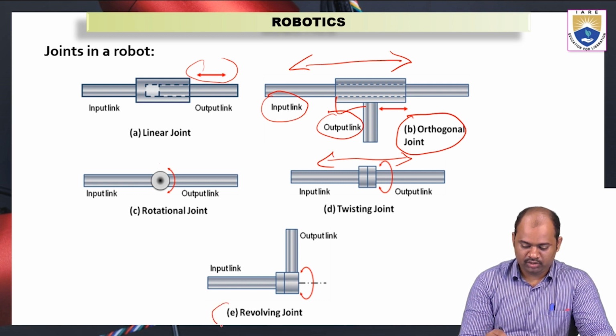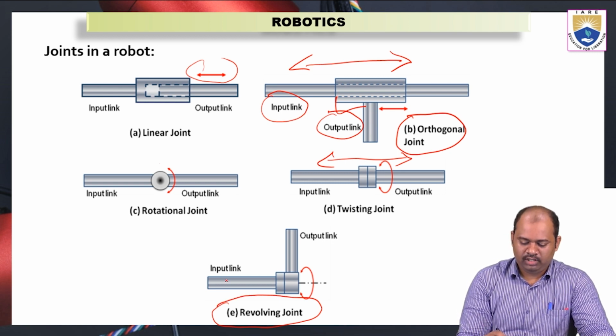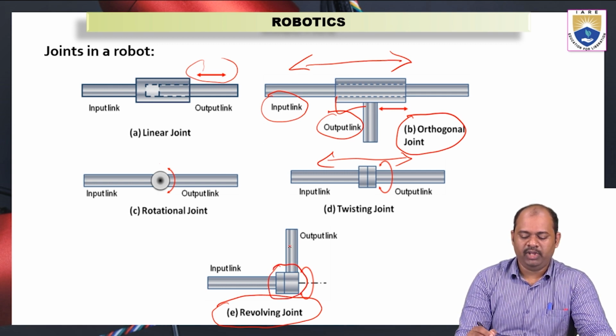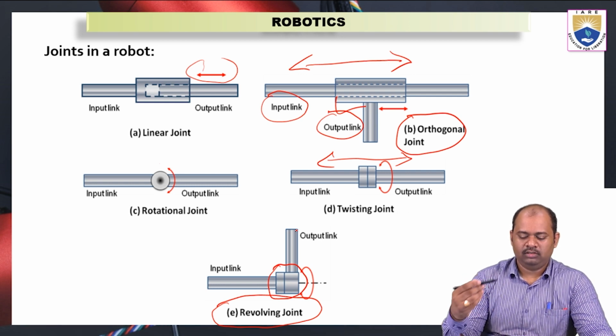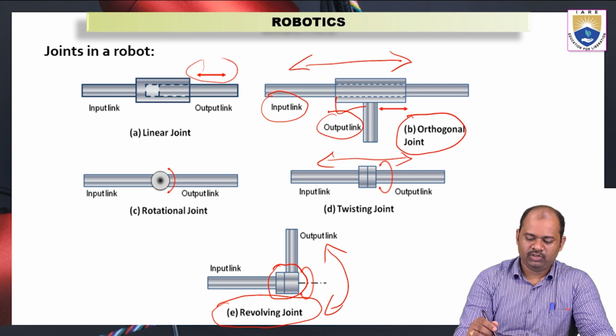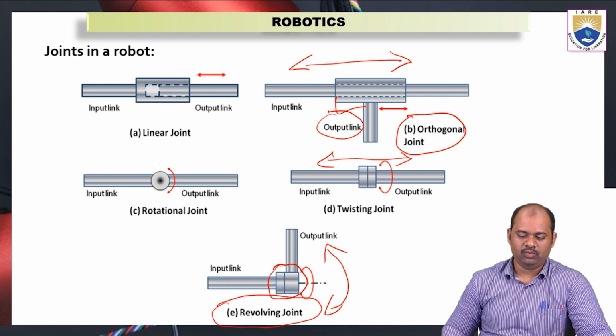Now see here, the revolving joint, the last kind of joint in robots, where the input link and output link are perpendicular to each other and connected with the help of a swivel. This connection makes the output link rotate about the axis of the input link. These are the different joints used in robots: linear joint, orthogonal joint, rotational joint, twisting joint, and the revolving joint. These are the five kinds of joints used in robotics.